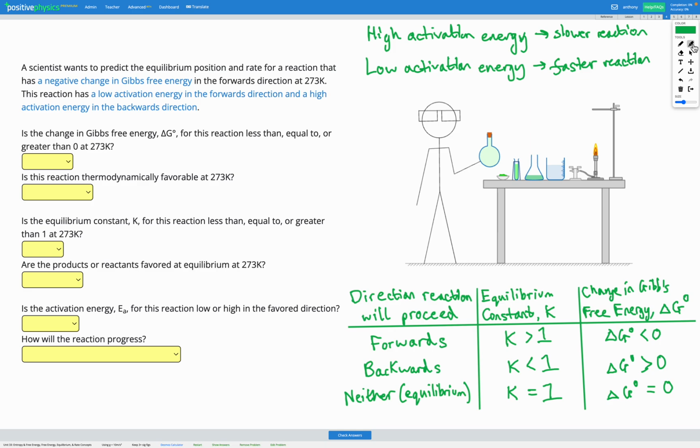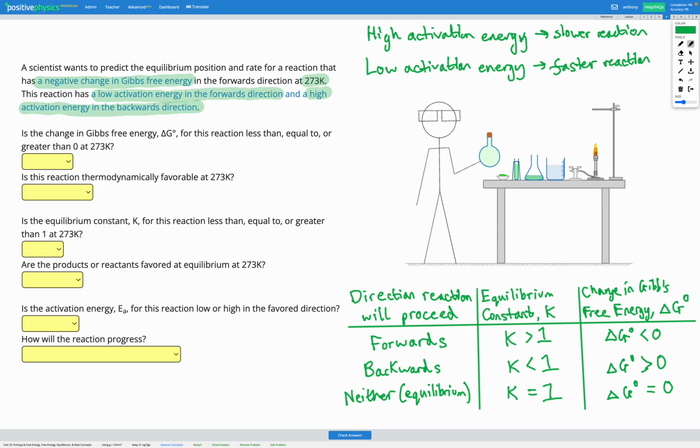Okay, so let's try this question. In this question, a scientist wants to predict the equilibrium position and rate for a reaction that has a negative change in Gibbs free energy in the forwards direction at 273 Kelvin. We're also told this reaction has a low activation energy in the forwards direction and a high activation energy in the backwards direction. Okay, so let's start by thinking about Gibbs free energy.